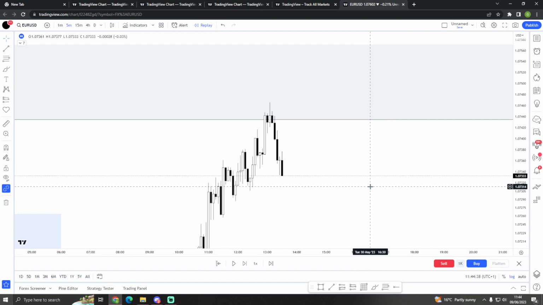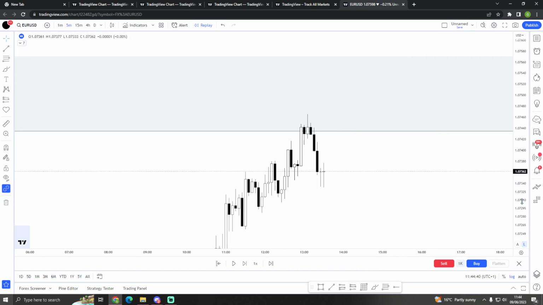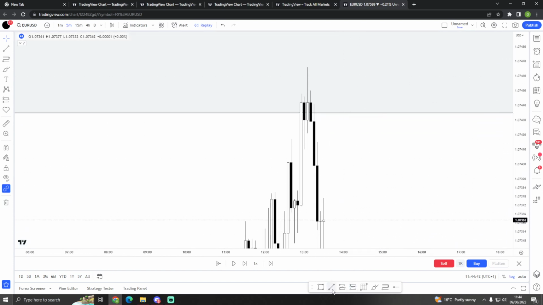Now what is the 5M model? You want a 5-minute CHoCH, which we get actually here. We push up, opposite candle, then continuation candle. It's just a bullish order flow range. Then when we take the low here, it's a 5-minute CHoCH. So this is our 5M CHoCH.